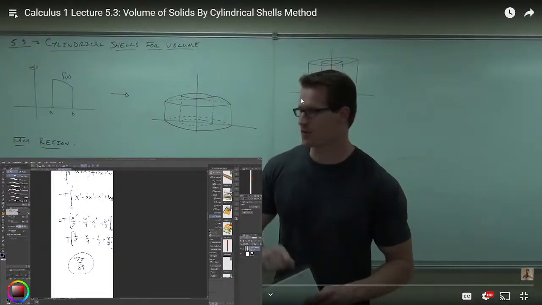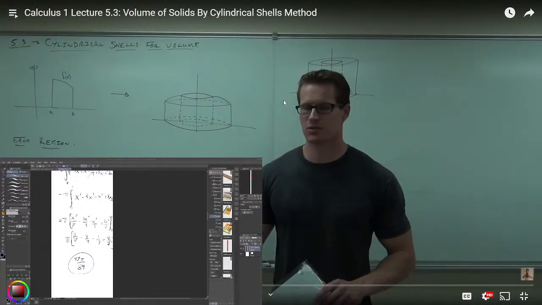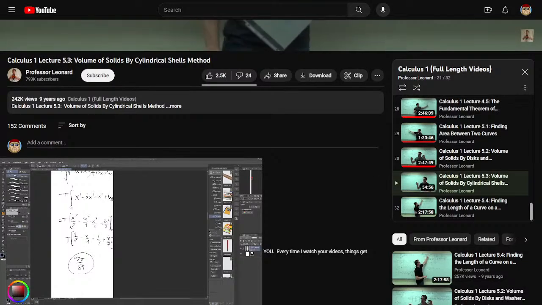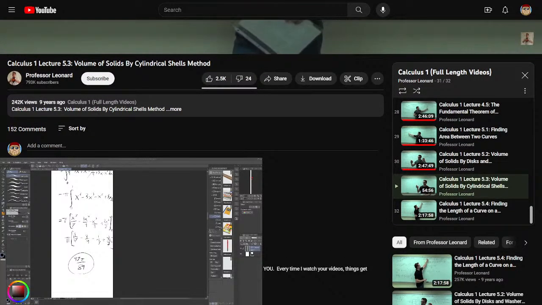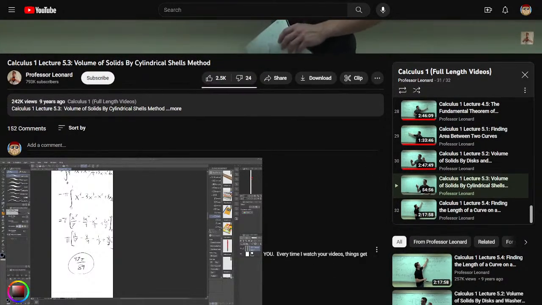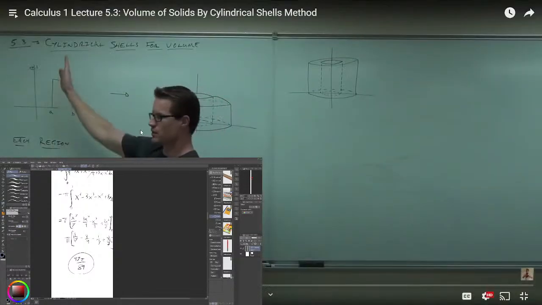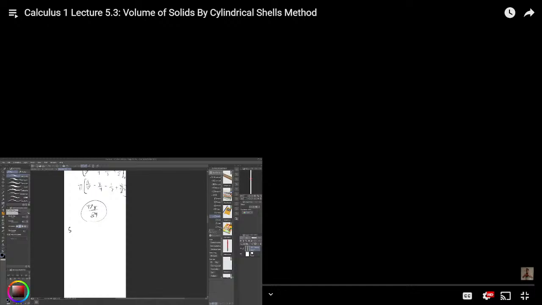Okay, the theory part of how to do cylindrical shells. I briefly went over this last time. It's not on the videotape, so don't look for it. But I briefly went over this last time. Here's our idea. Can we take this region that's bound by our two vertical lines at a and b and f of x, revolve it around the y-axis, and get the volume of that solid that's created?